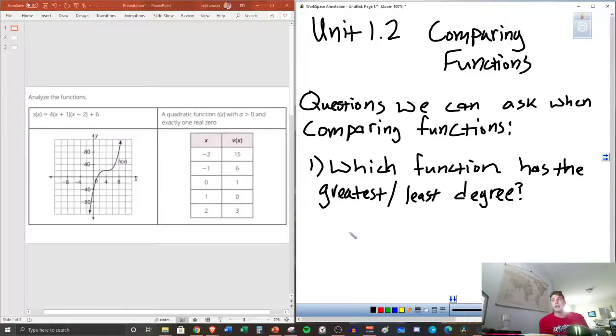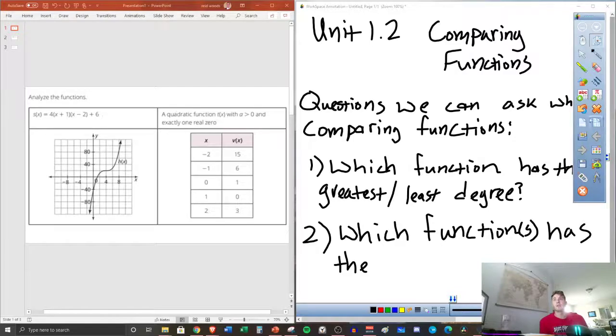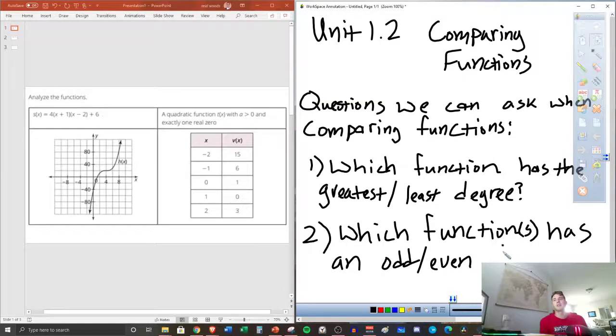Okay, let's go to the second question that we're probably going to ask. Which function? And in this case, we're going to put plural just in case. Which functions has an odd or even degree. So either or, odd or even degree.